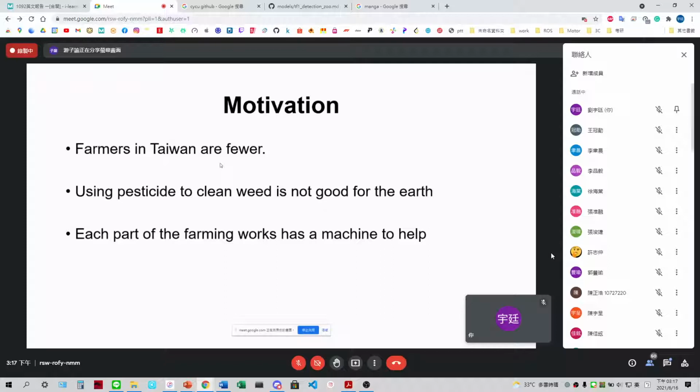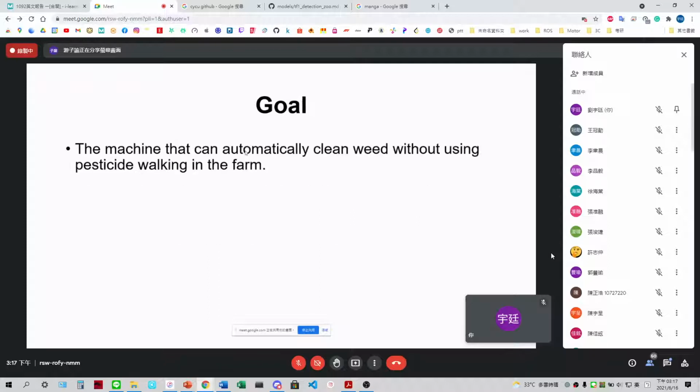Second, most farmers are using pesticides to clean weed. Although it is very convenient, it also hurts the earth. If we keep using pesticide on the same ground for about 5 years or 10 years, it will no longer plant anything. Third, we don't really have the machine to clean weed. We only have a machine to clean a large amount of weed, but it also cuts the crop too. So we want to solve these problems.